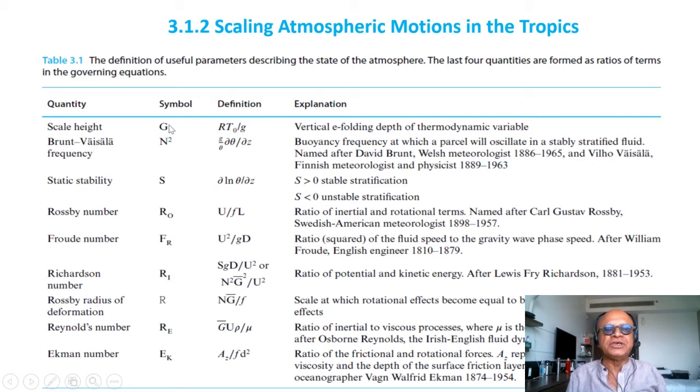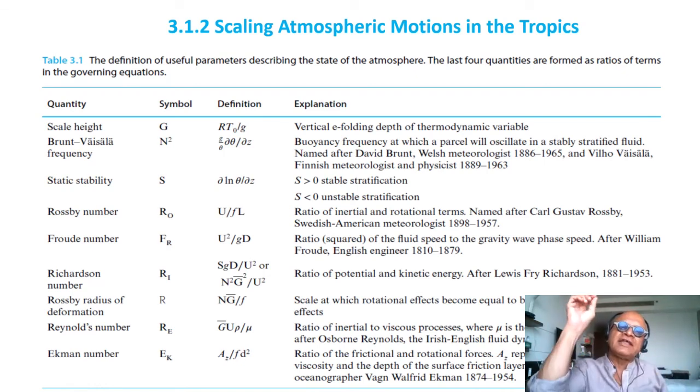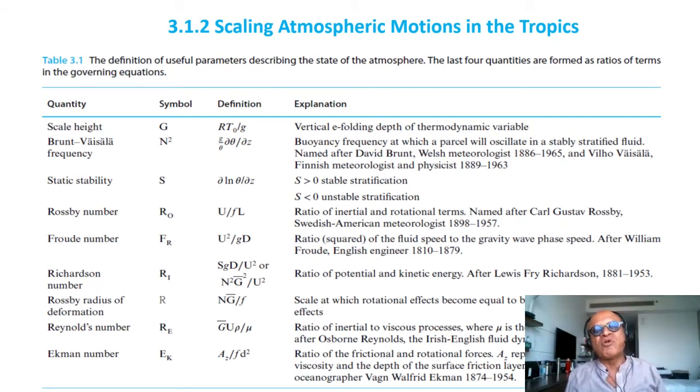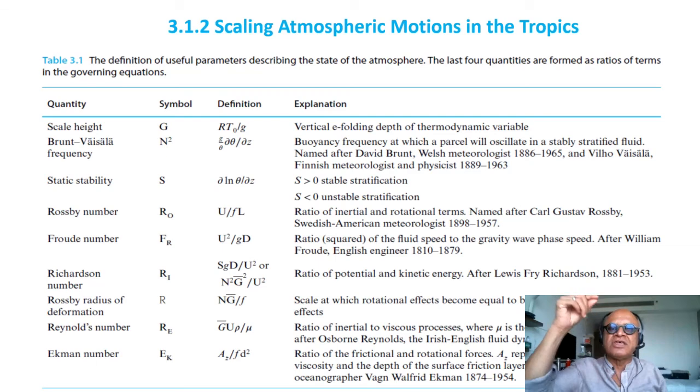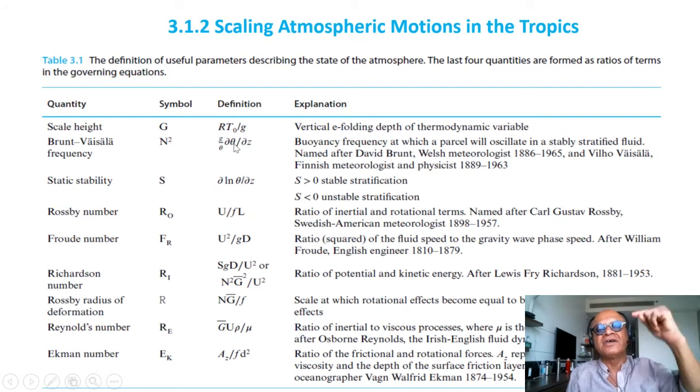So scale height, g. RT0 over g, it's a vertical e-folding depth of thermodynamic variable. Brunt-Vaisala frequency is a frequency of oscillation in a stably stratified fluid. So if you have a stable stratification with light density on top of heavy density, and some perturbation comes along and moves a parcel up or down, then the buoyancy and the gradient is going to determine the oscillation. So you can see that that's in terms of the potential temperature and the gradient, vertical gradient of the potential temperature. Static stability is fairly straightforward.